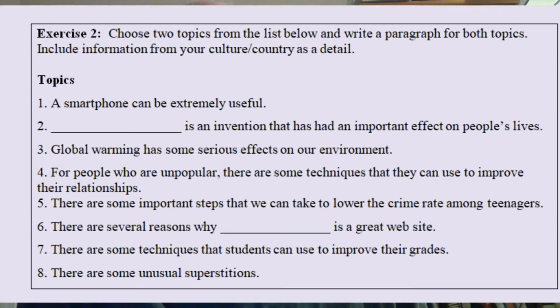Number 2 is that they can customize this one a little bit. Blank is an invention that has had an important effect on people's lives. So each student can come up with an invention that they'd like to use, and then write a paragraph, again, using some examples from their culture to support their idea. And then there's some more, 6 more here. And they're going to be just choosing 2 of those and writing paragraphs.